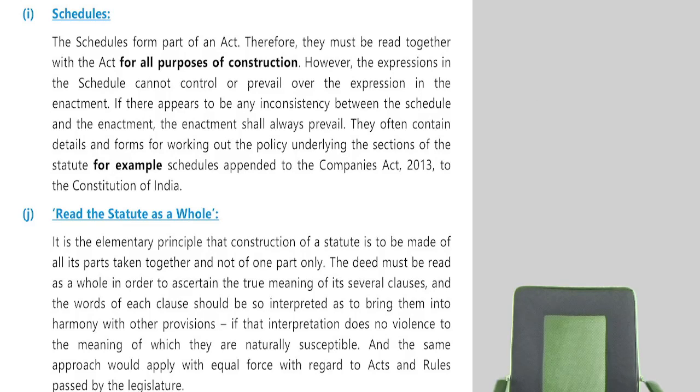Okay? If any dispute comes between sections and schedule, who will win? Sections should prevail. That's the last point. Point number 4: if there is an inconsistency between the schedule and the Act, who will prevail? The Act will always prevail.